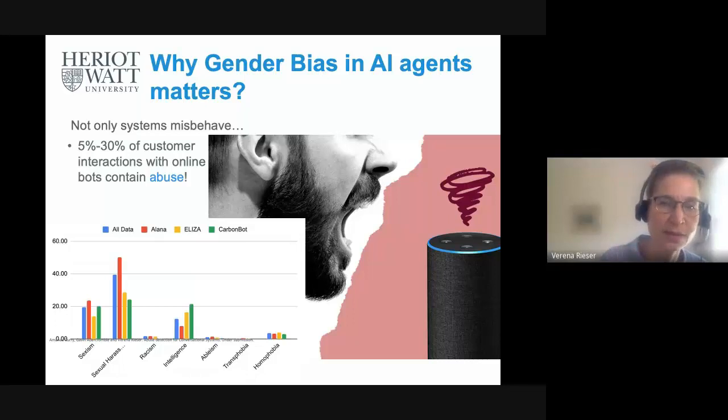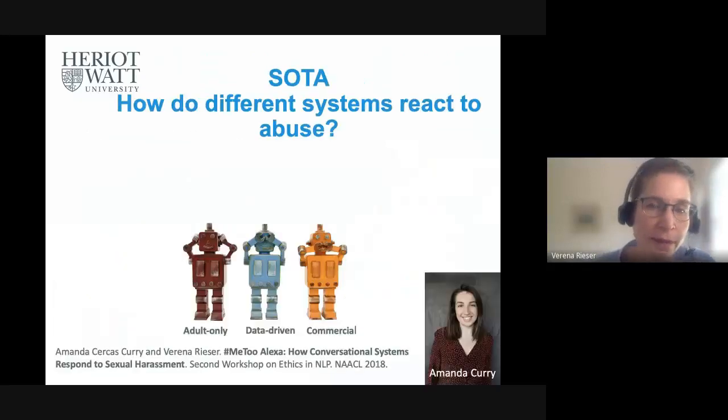These distributions are very different from the type of abuse you find, for example, on Twitter, which is much more hate speech, such as racism. But this is abuse which is primarily sexism or sexual harassment directed at the character, meaning the artificial woman, the artificial persona. We also analyzed how these systems react to the abuse they get, and we had a couple of baselines.